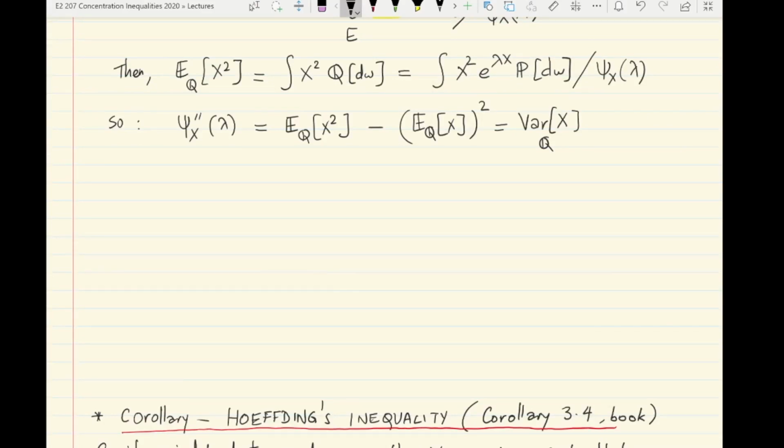And since the random variable x hasn't really changed, it is still bounded between a and b. And so by our variance result, its variance under any distribution, whether it is P or Q or any other distribution, can be no more than (b minus a) the whole square by 4. Okay. So what we have shown is that the second derivative of C_X, which is defined with respect to the original distribution P, is actually bounded. So you have a function C_X as a function of lambda with some bounds on its curvature, or second derivative.